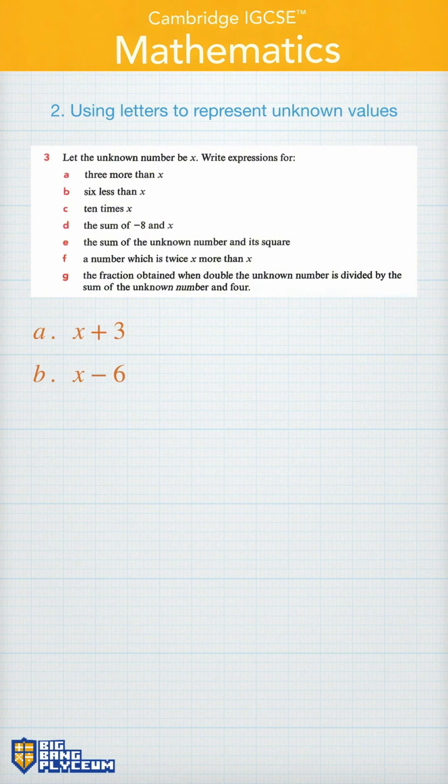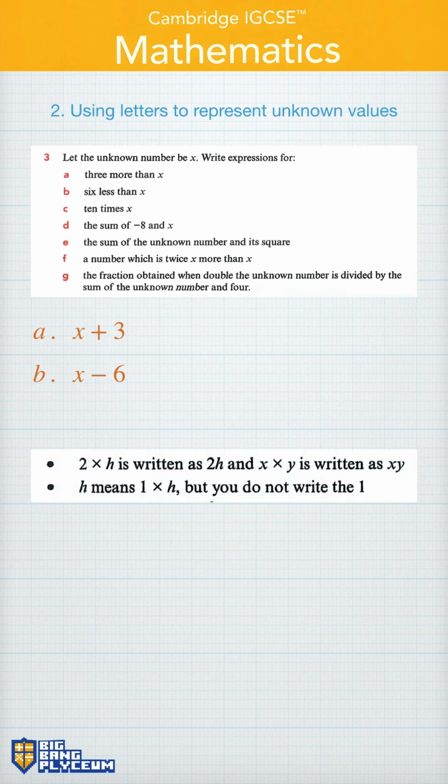Well, if you take a look at c, it says 10 times x. So we should read about the rules, see? 2 times h is written as 2h. So we don't want the multiplication sign there. And largely because the multiplication sign looks very similar to the letter x, right? And x times y should be written as xy, okay? We also want to eliminate the multiplication sign. And also, if you write one letter h, it means 1 times h, but we do not want to write the number 1, okay?